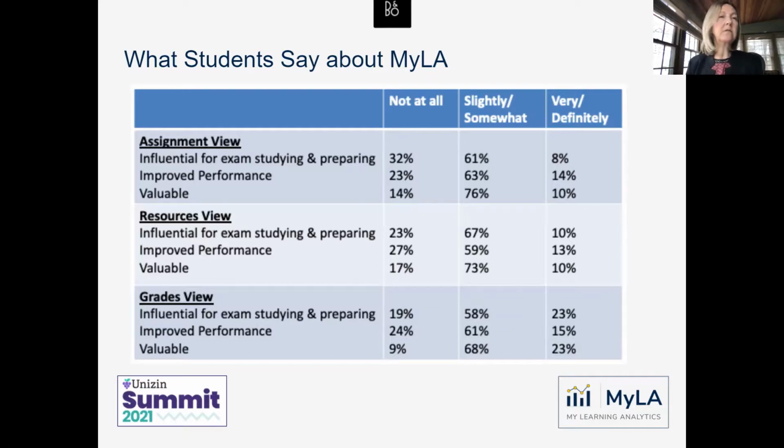So a third of the students didn't find the assignment view to be at all useful. That's the old view. So again, we'll be looking for differences, but 2/3 of them found it slightly or even very and definitely useful. The resources view, you can see the numbers are a little bit higher in terms of it being both valuable and influential. And the grades view, most students think that helps them in some way and helps them improve their performance.